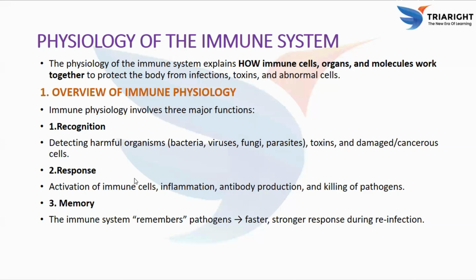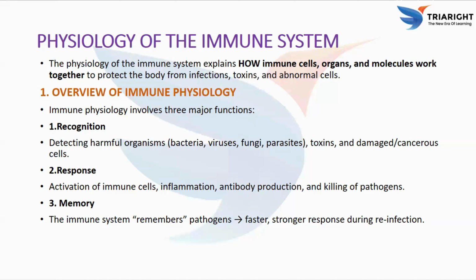Once a threat is recognized, the immune system activates a coordinated defense response. First, the immune cells become active, inflammation occurs, antibodies are produced, and killer cells destroy the pathogens or infected cells. The complement proteins help to punch holes in the bacterial membranes. What are the types of responses? The first is the innate response, and the second is the adaptive response.